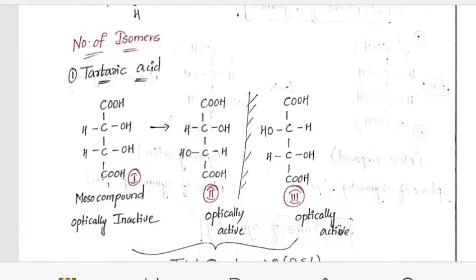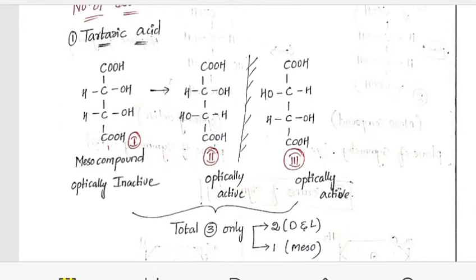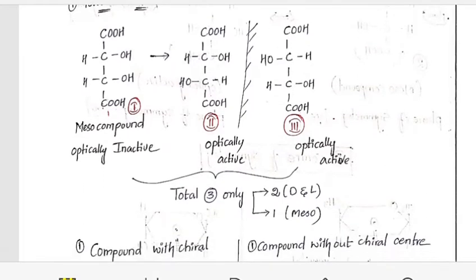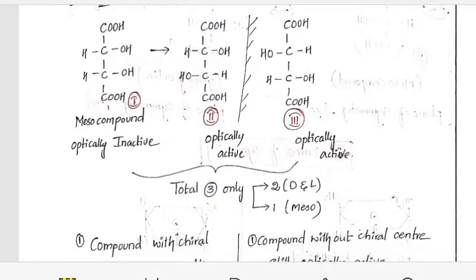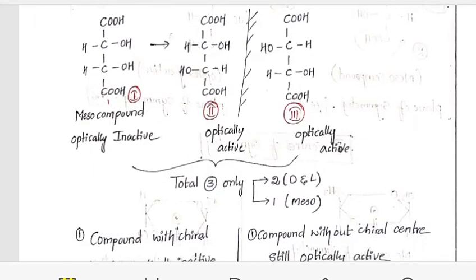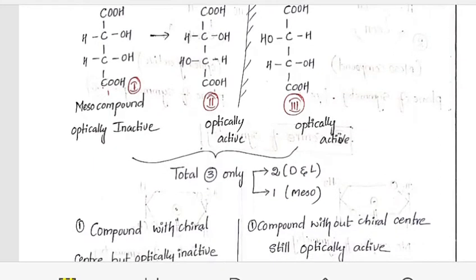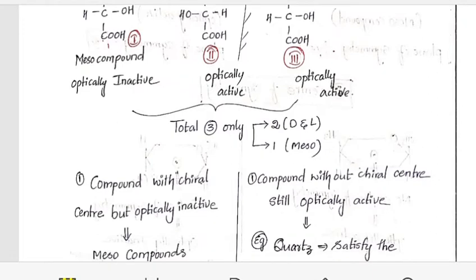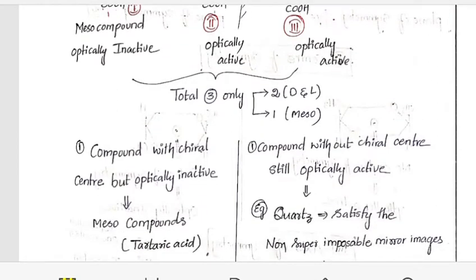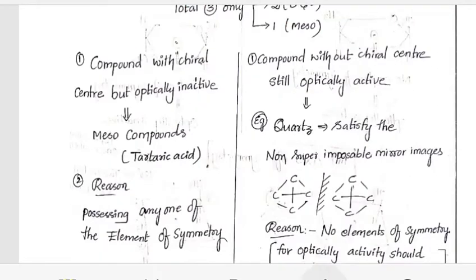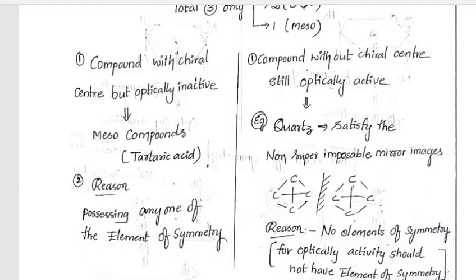Number of isomers for tartaric acid: as tartaric acid has 2 chiral centers, 2 power n should give 4, but there is some logic, they will form one meso compound in it. That's why they will form only 3: 2 optically active compounds and one meso compound. A compound with a chiral center but optically inactive is an exceptional case.